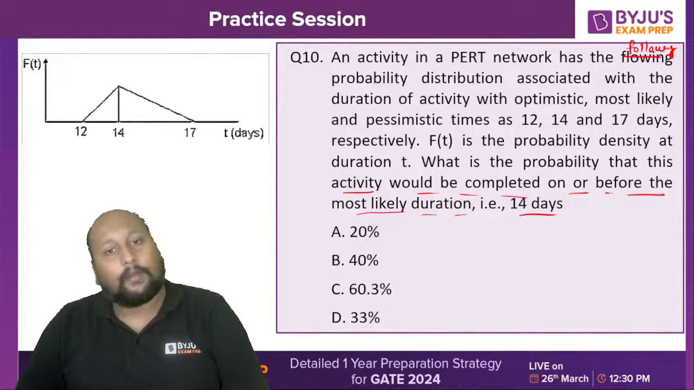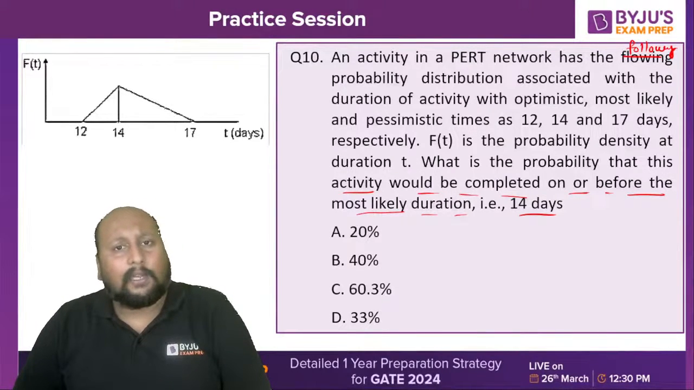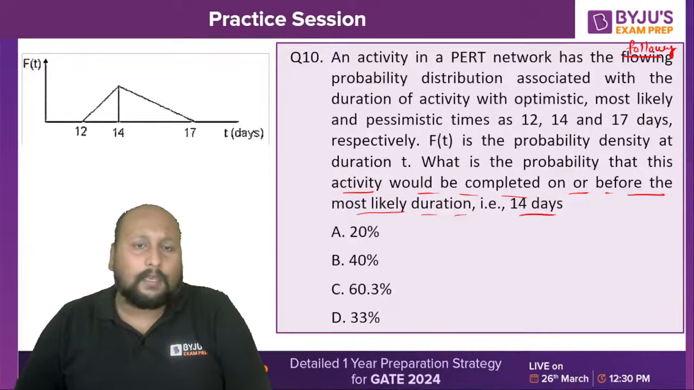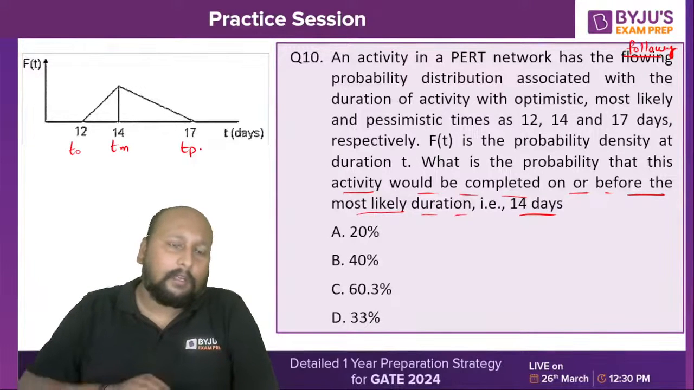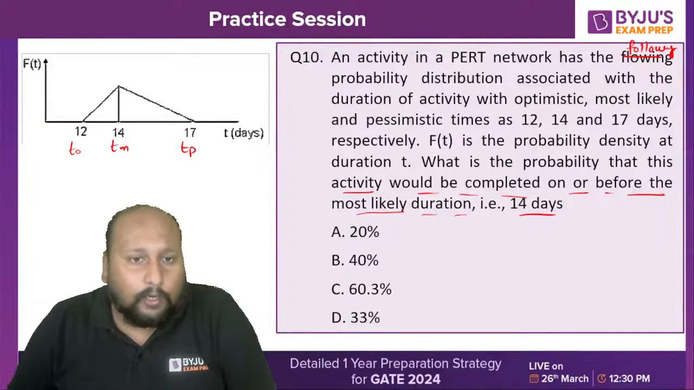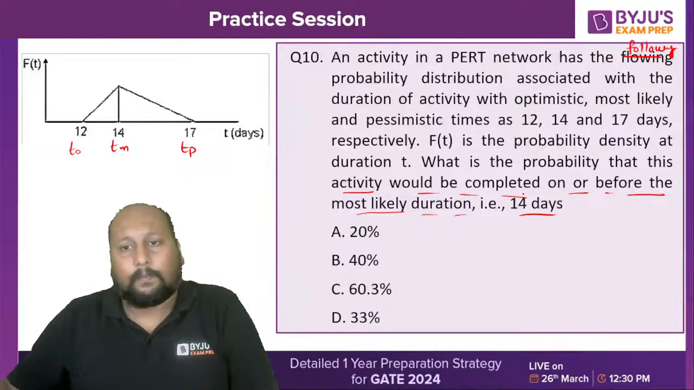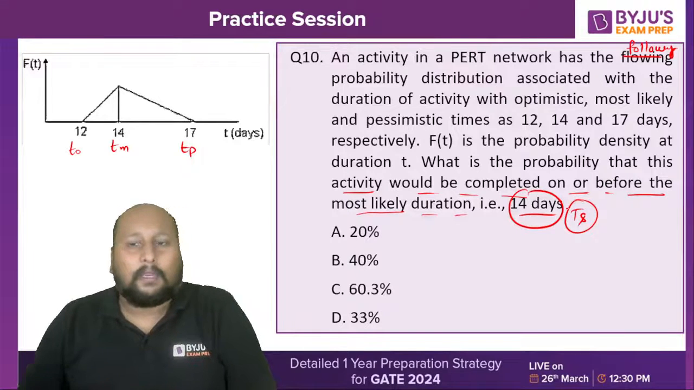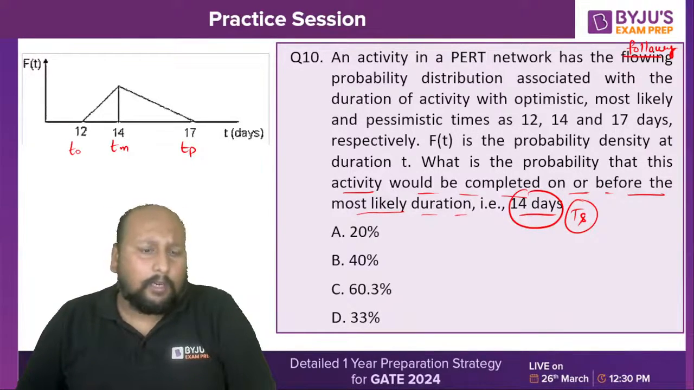How can you calculate it? There's a simple technique. You'll go for the PERT analysis and calculate the value of TE. This is your optimistic time, this is your most likely time, this is your pessimistic time. You can calculate using the formula TO plus 4TM plus TP divided by 6, right? And this is your schedule time, TS. So you can say TS minus TE. When you calculate, I think you'll get minus 0.2.